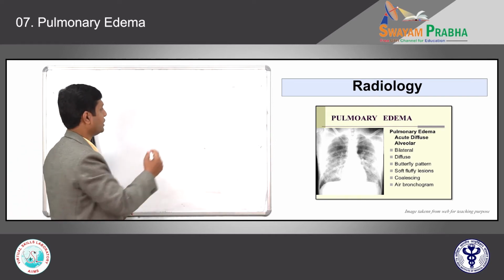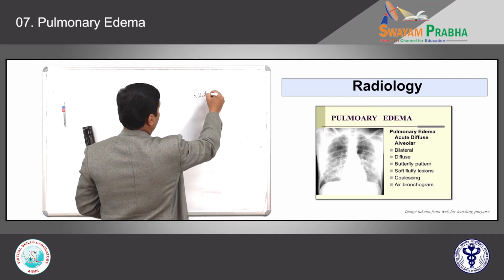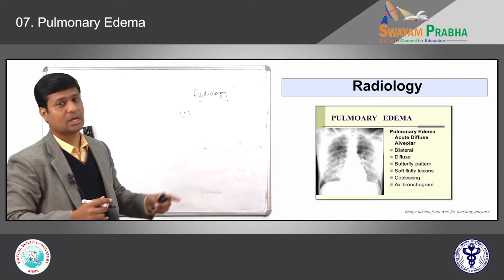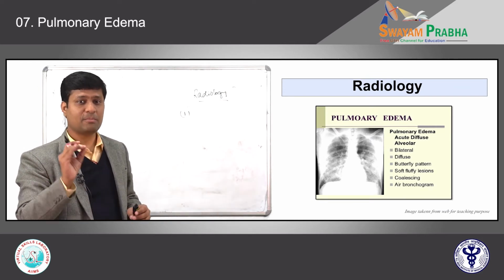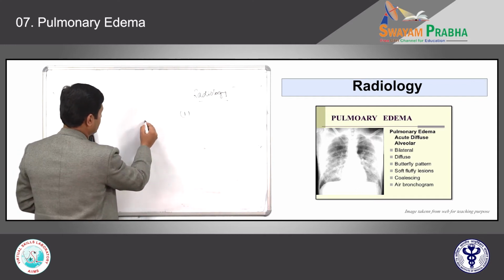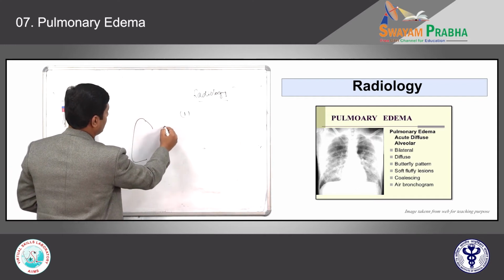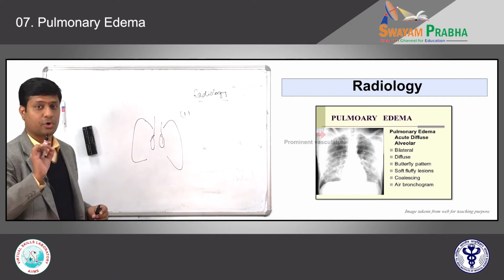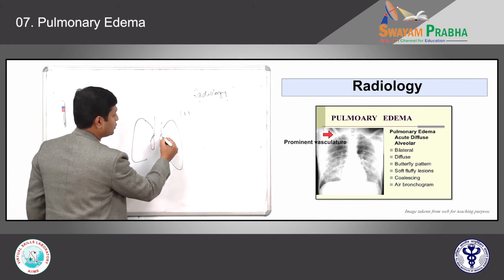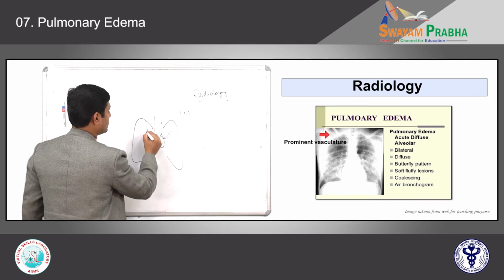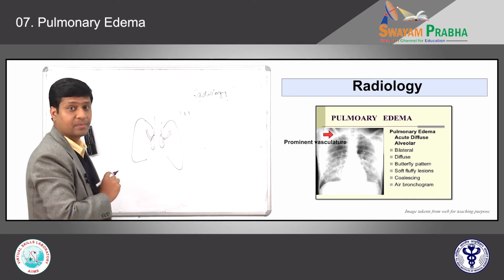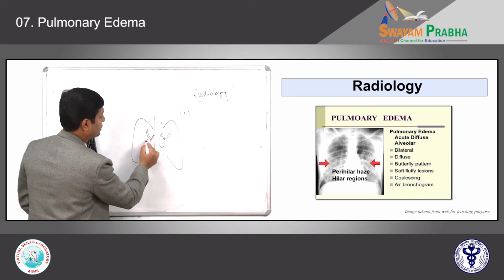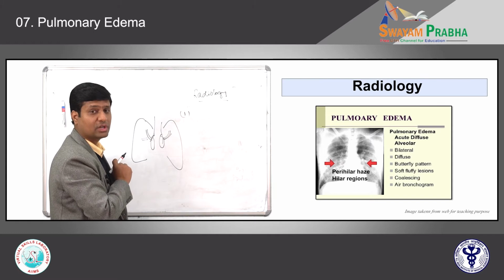The important radiological signs of pulmonary edema: one, you can see the bronchovascular markings become more prominent. If there is a left and right lung, this is the hilus part, and the prominent bronchovascular markings will be seen upwards. Along with that you have multiple haziness because of interstitial fluid collection or fluid collection in the alveoli.